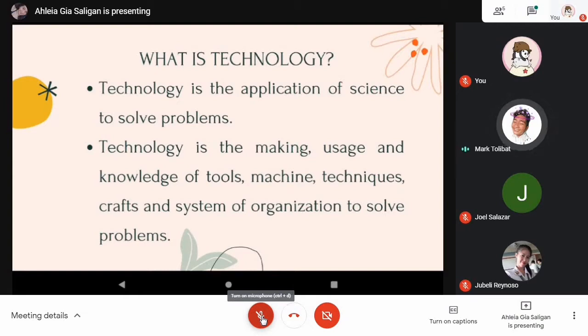Although they have different roles, they work hand in hand and help each other to advance. So for the second definition, technology is the making, usage, and knowledge of tools, machines, techniques, crafts, and systems of organization to solve problems. Both definitions highlight that technology is for the purpose of solving problems. But what does it really mean and want to imply to us? As my understanding, this definition wants to inform everyone that technology exists to make the life of people easy and solve the day-to-day problems that an individual is facing.